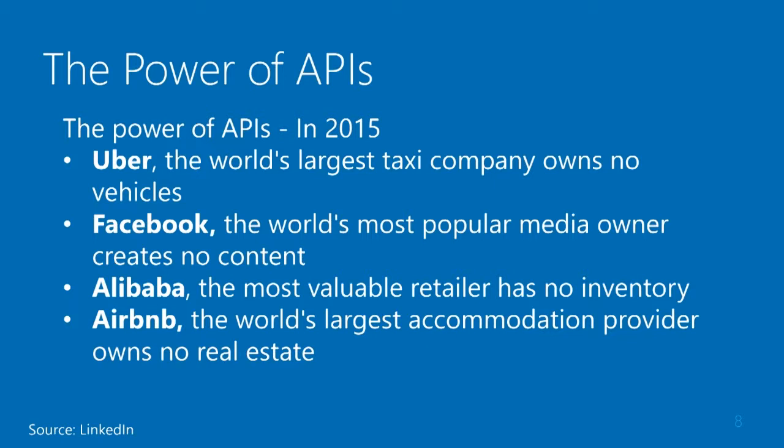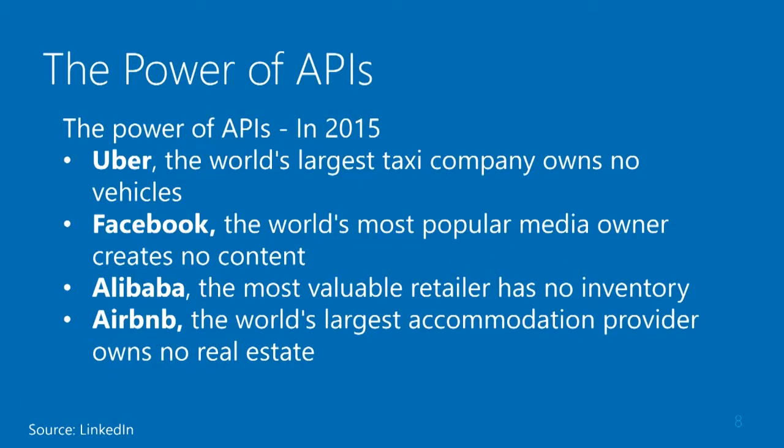This was something I ran into while I was researching this particular topic, and it really resonated with me. It's the idea of how powerful APIs are in 2015. If you think about Uber, the world's largest taxi company owns no taxis. Facebook, the world's most popular media owner, creates no content. Alibaba, the most valuable retailer, has no inventory. Airbnb, the world's largest accommodation provider, owns no real estate. Yet all of these businesses are widely successful, worth billions of dollars, and what is really their core business? Their core business is about exchanging information. And I think everyone in this room has an interest or a history in integration, and this really gives us an opportunity to introduce some of these concepts to the organizations that we work for.